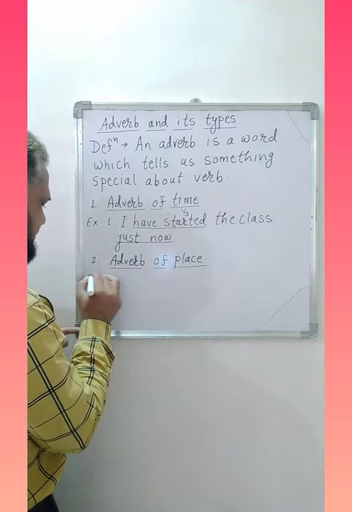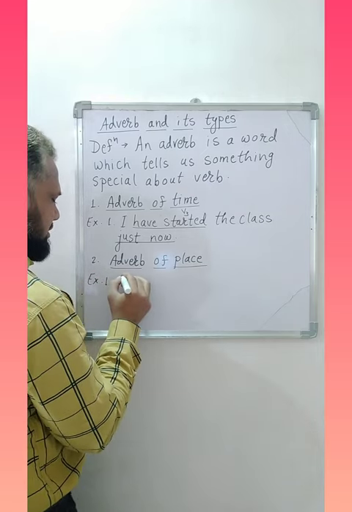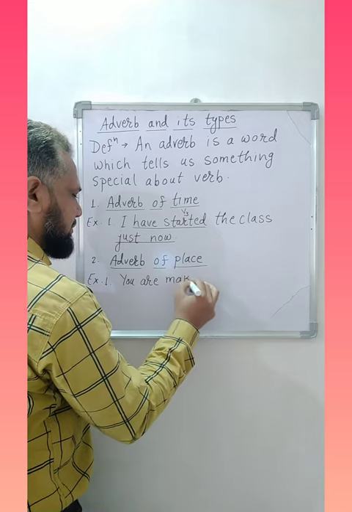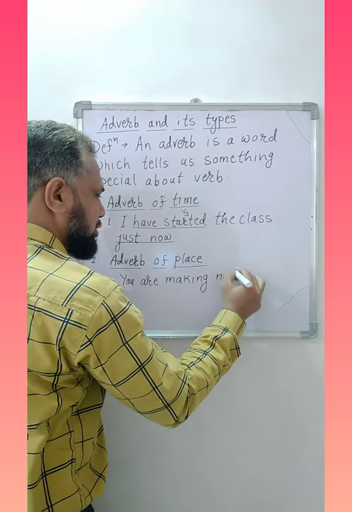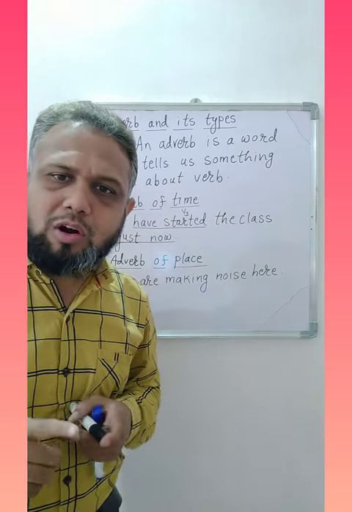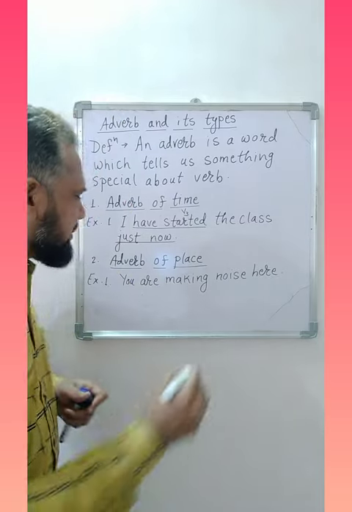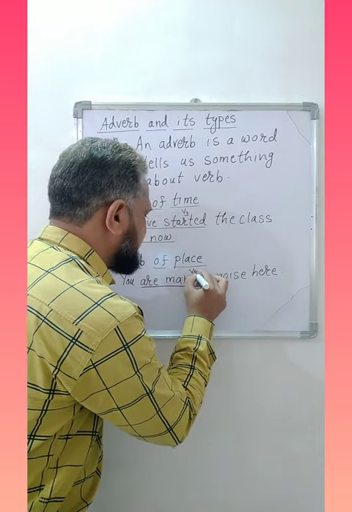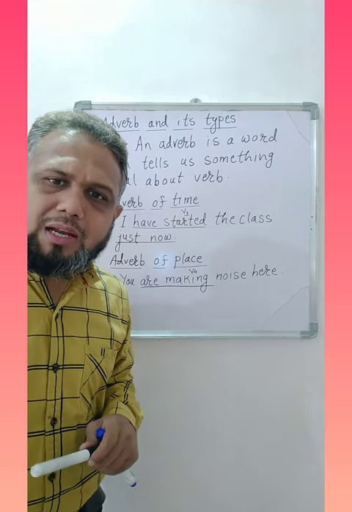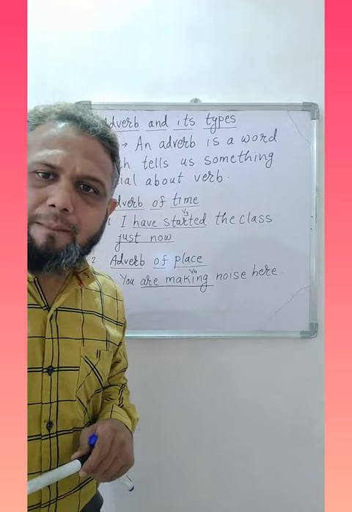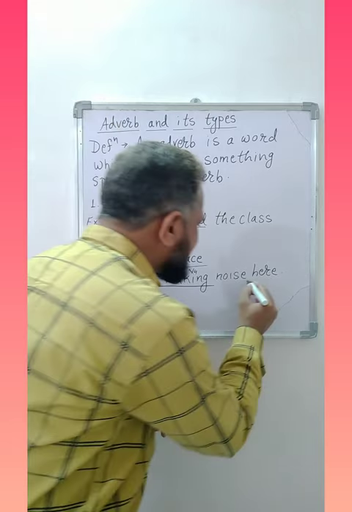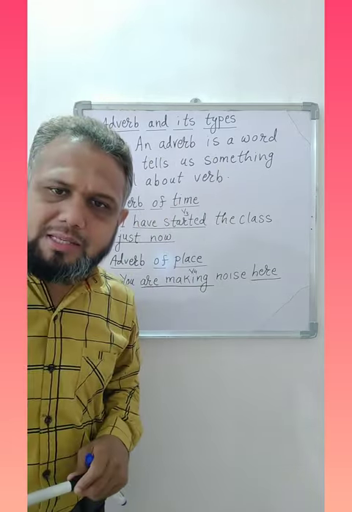For example, if I say, You are making noise here. Now in this sentence, the verb is are making, the verb form, okay, making. So where is the noise being made? Awaaz kahan par ho rahi hai? The answer is here.